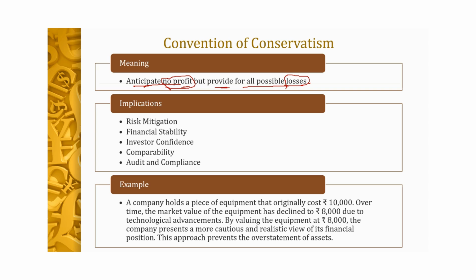Now what are the implications? The very first is risk mitigation. This convention helps us to mitigate the risk, right? What kind of risk is to be mitigated? It will mitigate the risk of overstatement of assets as well as income, which can mislead our users of accounting information. Second, it will ensure us financial stability.